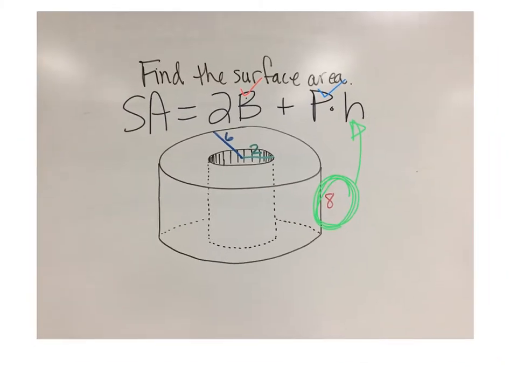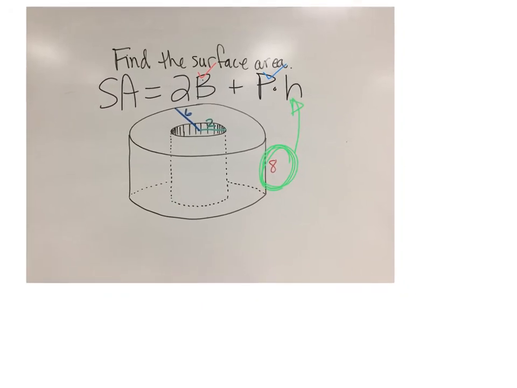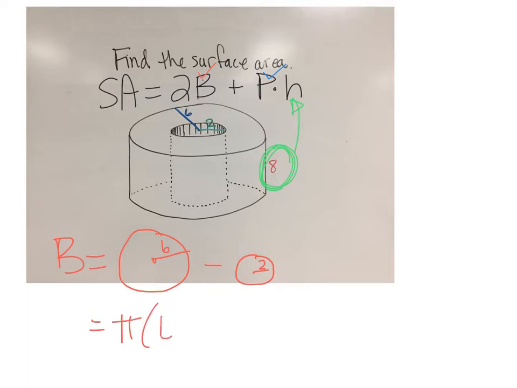Because we have a hole in our circle, the base area is going to be the larger circle with the radius of 6 minus the smaller circle with the radius of 2. Anytime we have a figure with a hole in it, we have to subtract areas. And because it's a circle, we have pi r squared as the area formula.